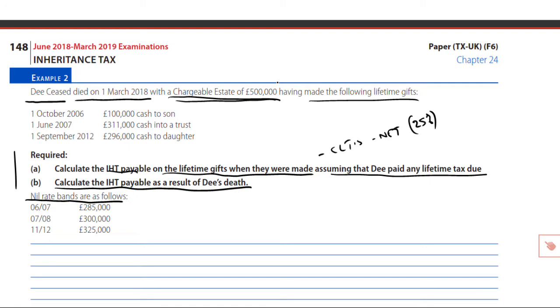Right. So calculate the IHT payable on the lifetime gifts when they were made. So that means that there must be a CLT. But what have we got? 1st of October 06, £100,000 cash to son.